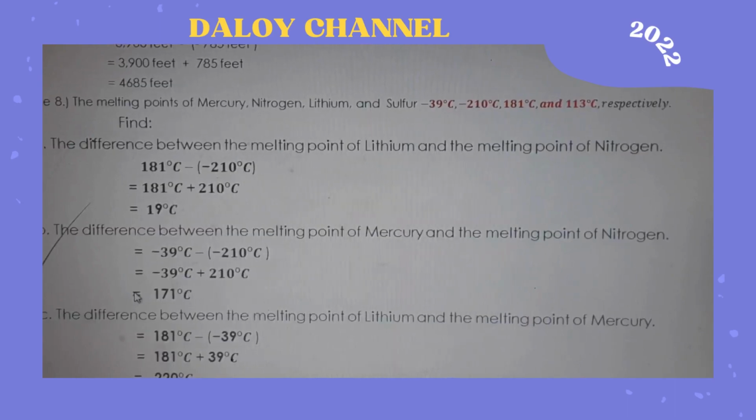Letter C. Find the difference between the melting point of lithium and the melting point of mercury. So 181 degrees Celsius is to be subtracted by negative 39 degrees Celsius. A negative times a minus sign becomes positive, so it becomes positive 39 degrees Celsius added to 181 degrees Celsius. The final answer is 220 degrees Celsius.